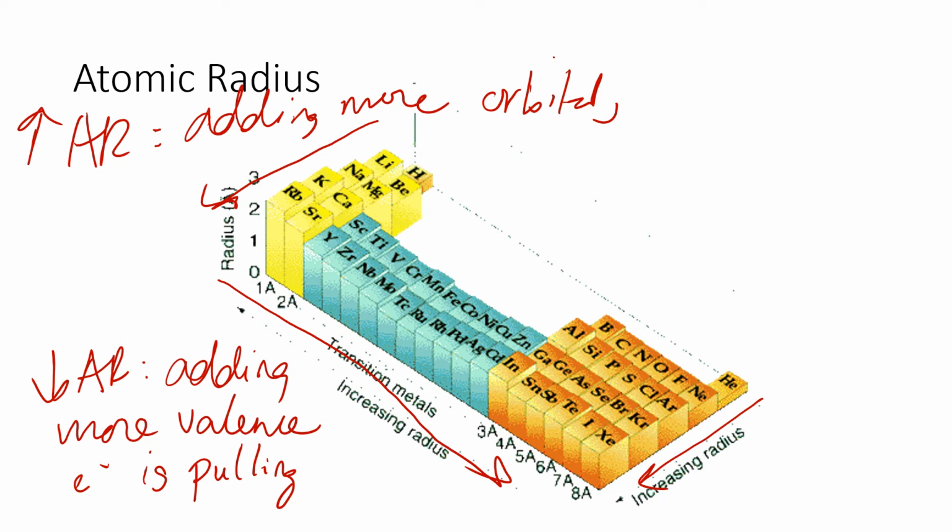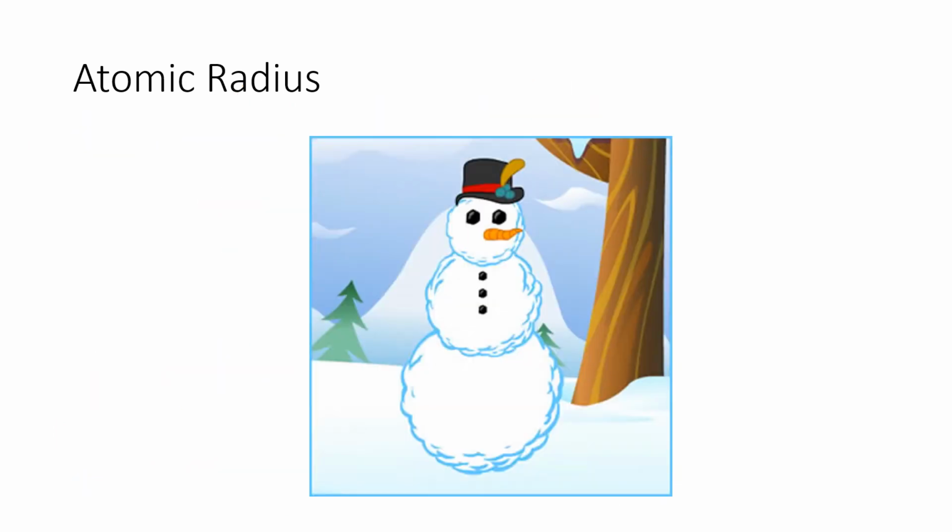So I didn't write down everything, obviously, that I'm saying, so make sure you guys are paying attention to this, okay? So this is just a quick diagram to show this. So remember that it increases as you go down a group or a column because you're adding more shells. That's what's being shown here.